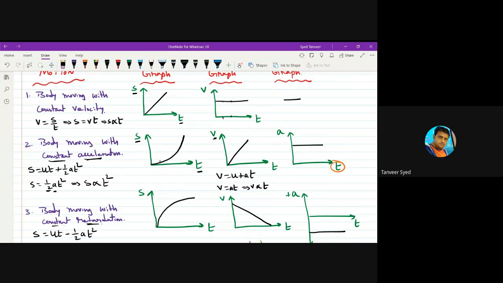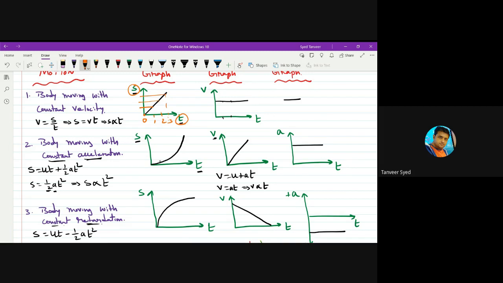As the basic definition says, a graph is a pictorial representation of the relationship between two quantities. If time changes, how does displacement change? That is shown with this graph. At time t equal to 0, displacement is 0. At t equal to 1 second, displacement is this much. At t equal to 2 seconds, displacement is this much. At t equal to 3 seconds, displacement is this much.